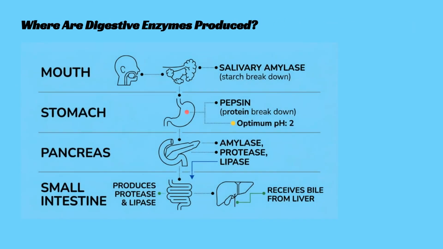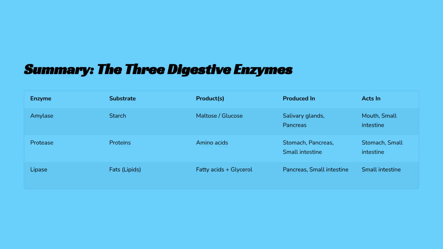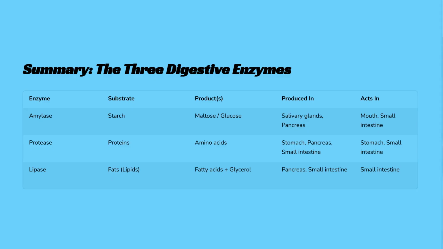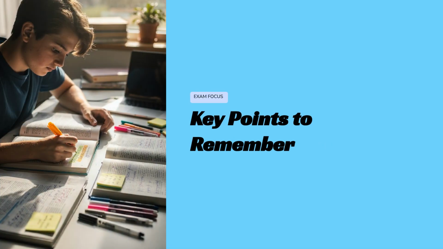This diagram shows the main organs involved in digestion. The pancreas is particularly vital, producing all three major digestive enzymes: amylase, protease, and lipase. Here's a summary table for the three main digestive enzymes, covering their substrates, products, production sites, and where they act in the body. We have reached the end of the video.